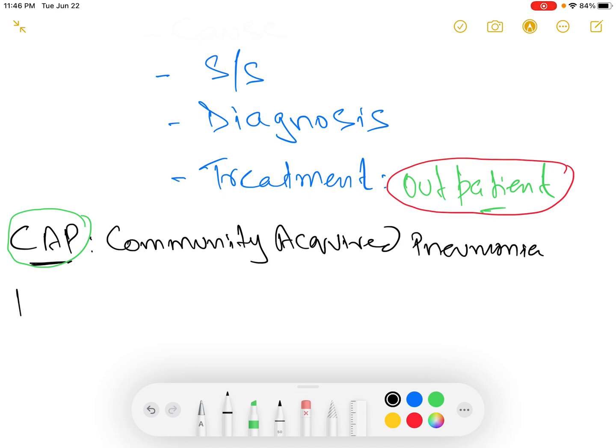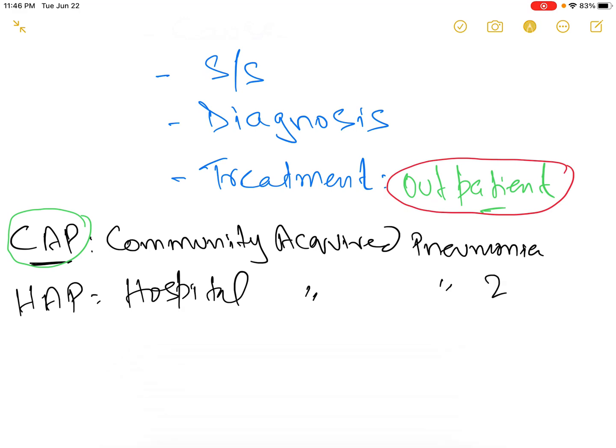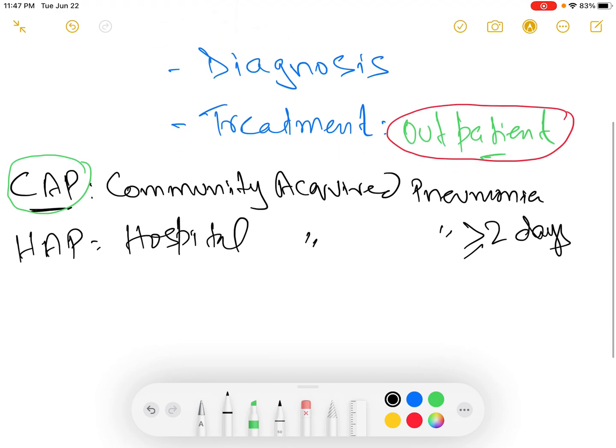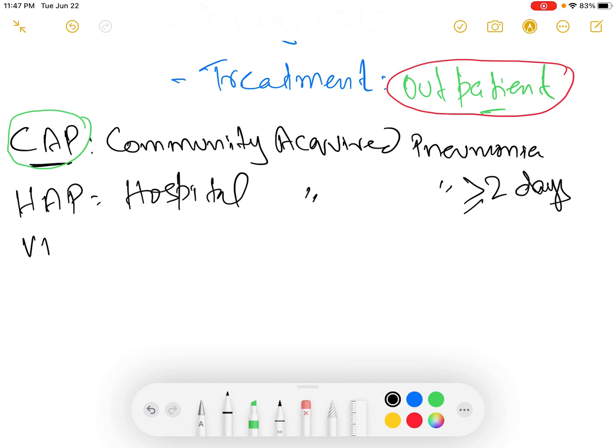There's something called HAP. HAP stands for hospital acquired pneumonia. This is the one that patients get when they are already in the hospital for 2 days or more than 2 days. So say for example, if you got pancreatitis, you go to the hospital. 2 days later, while in the hospital, you get the pneumonia. So that's called HAP.